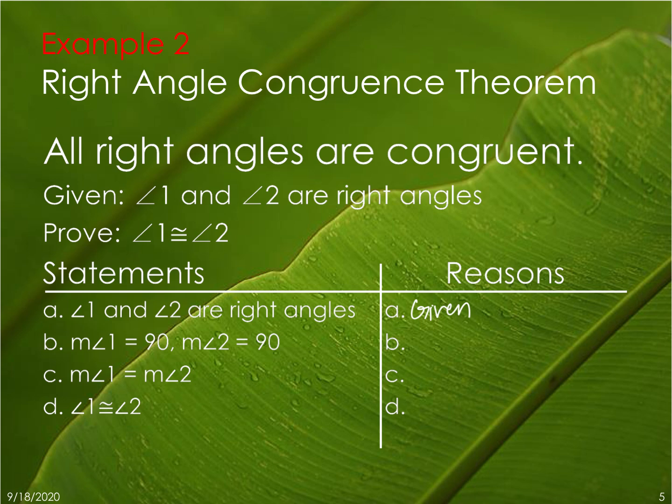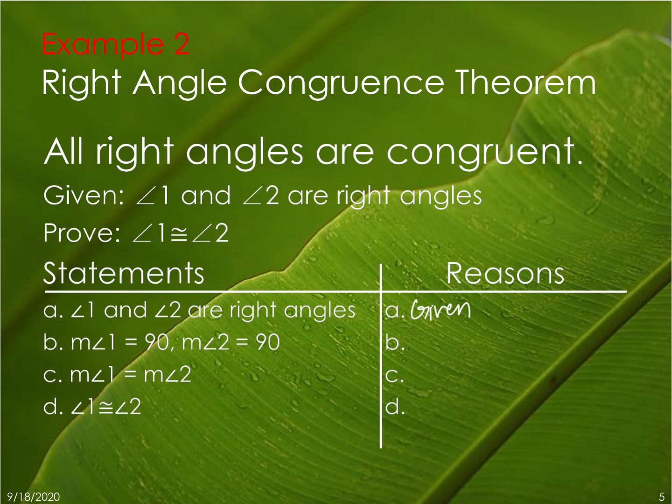When you see something going from right angle to 90, what is that? What is the definition of a right angle? Definition of a right angle is that your angle measure is equal to 90 degrees. So what is my second reasoning going to be? Again, I'm going from right angles to 90 degrees. Angle 1 and angle 2 are right angles. So the measure of angle 1 is 90 degrees. The measure of angle 2 is 90 degrees, yes. Definition of right angles. That is the definition of right angles.